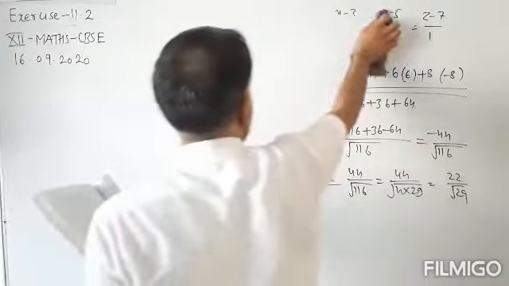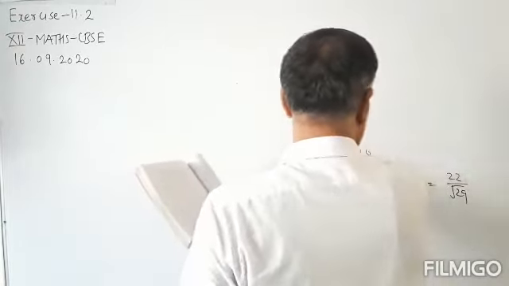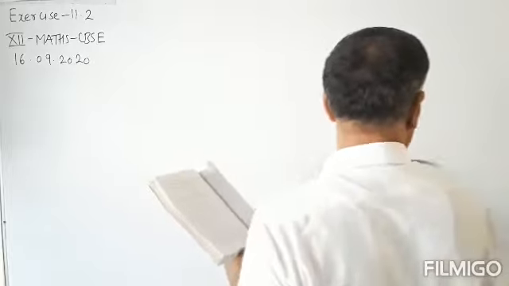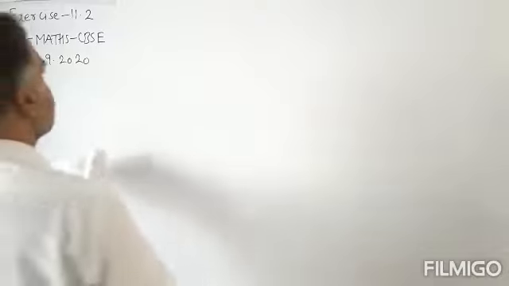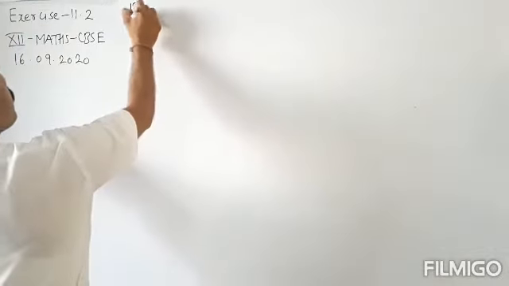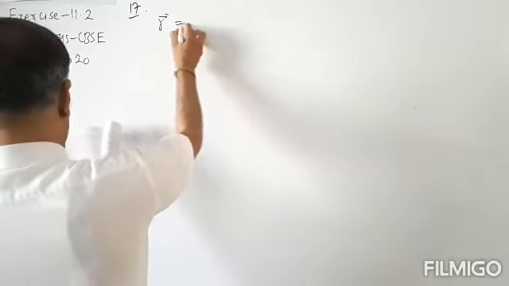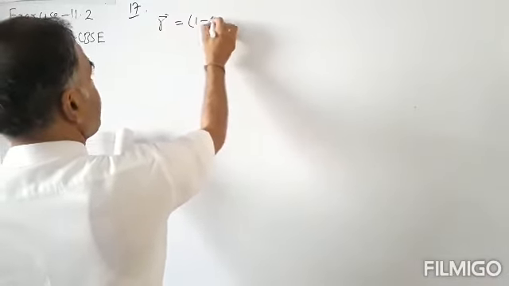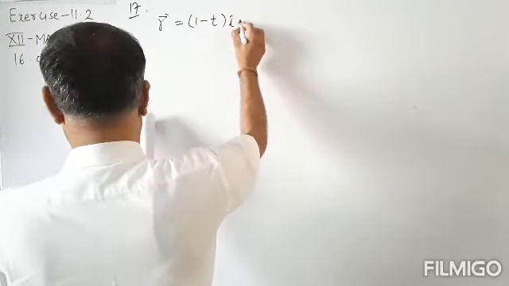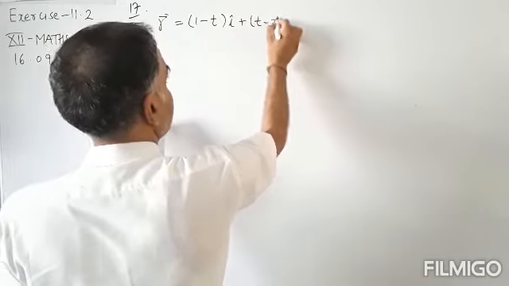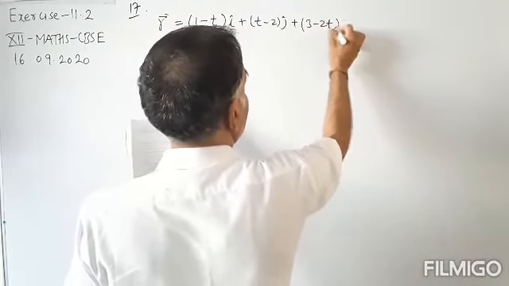Question number 17 is: r vector equals (1 minus t) i cap plus (t minus 2) j cap plus (3 minus 2t) k cap.